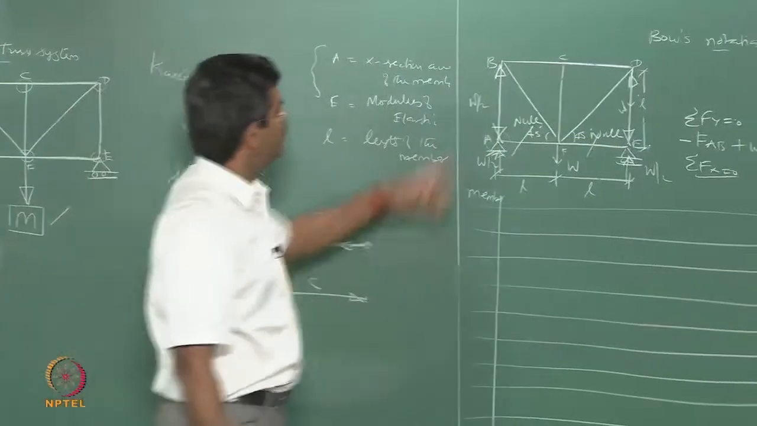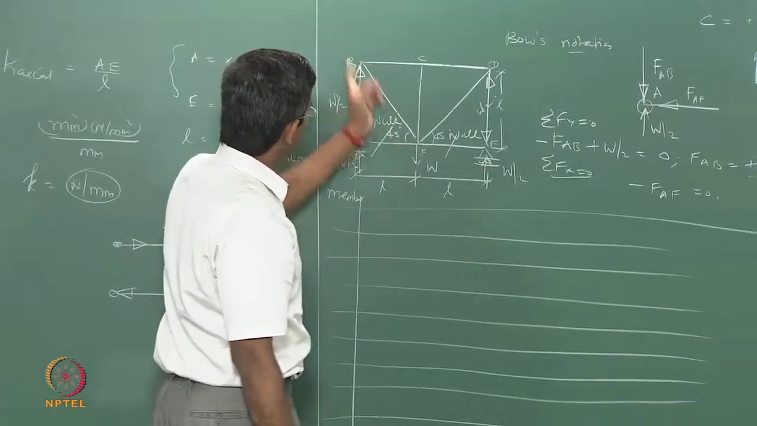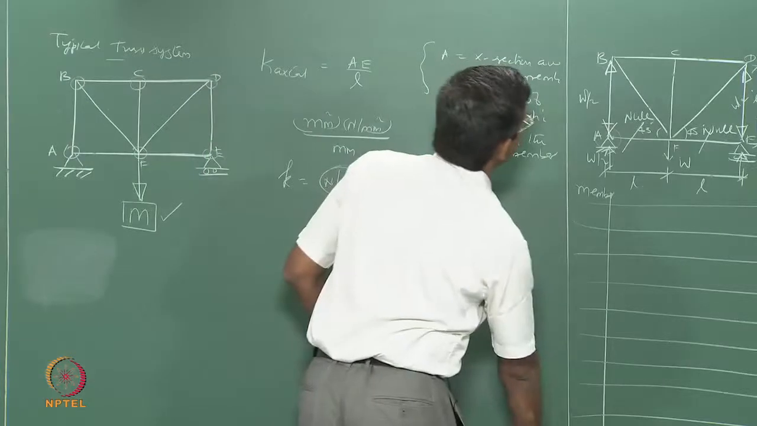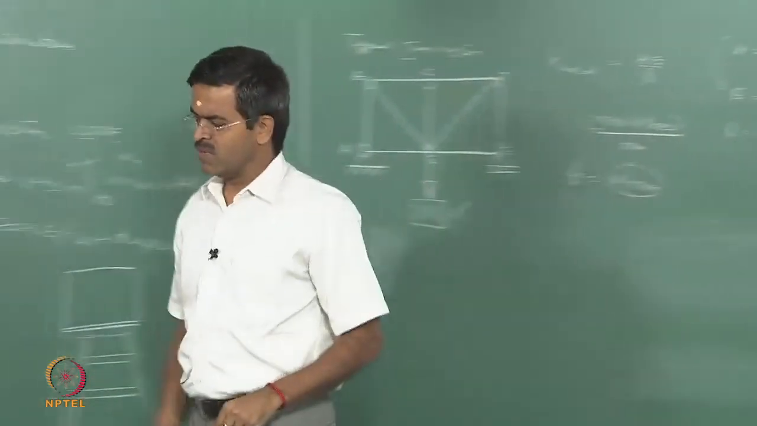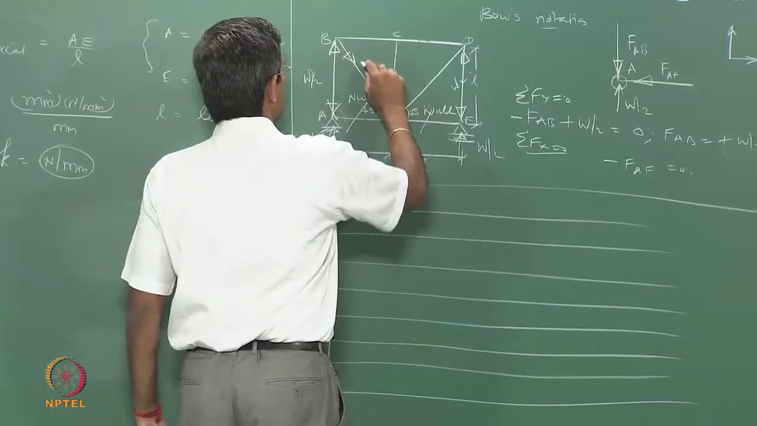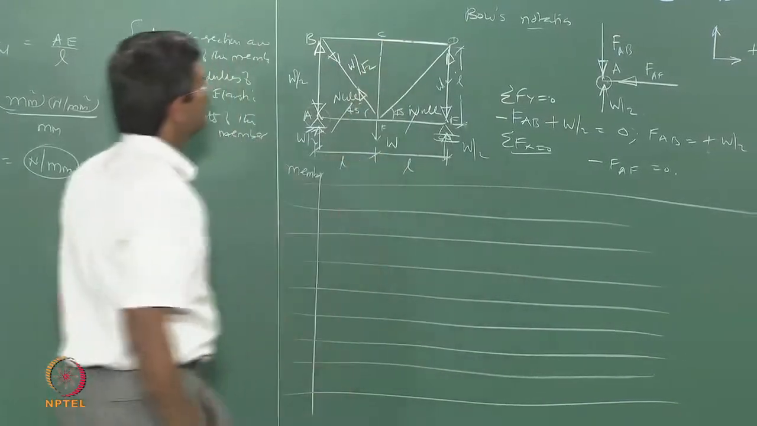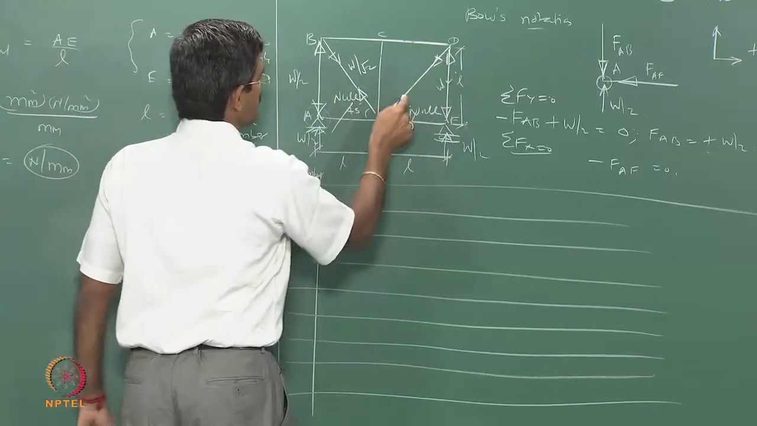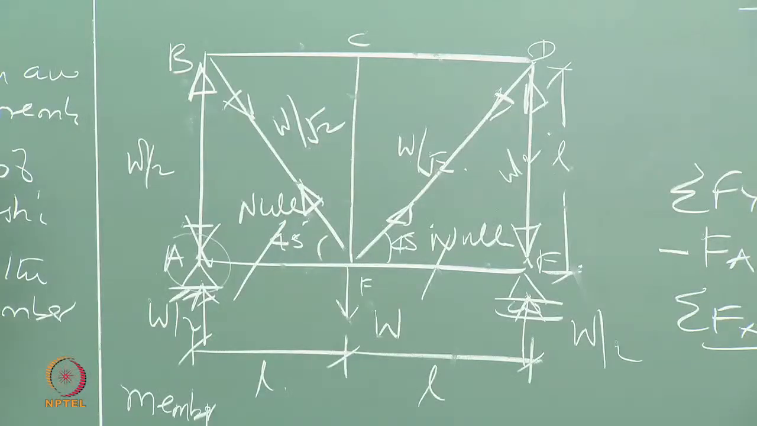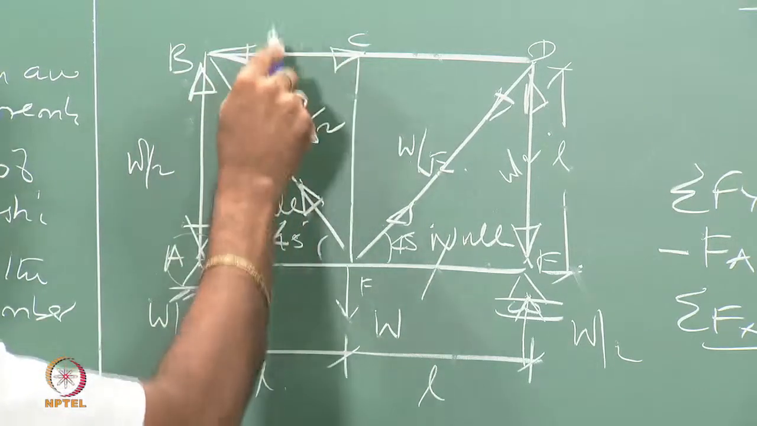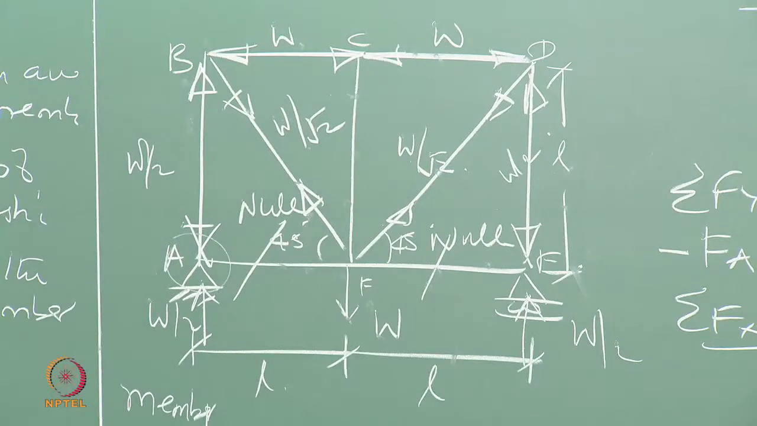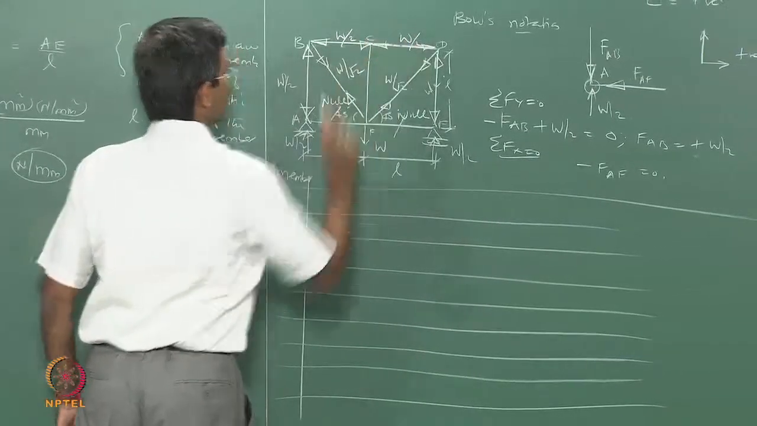Can you give me the value of FBF and FBC? Work out and tell me what the value is. So, this is going to be W by root 2. Similarly, it is expected that this will also be W by root 2, and this is going to be compressive.